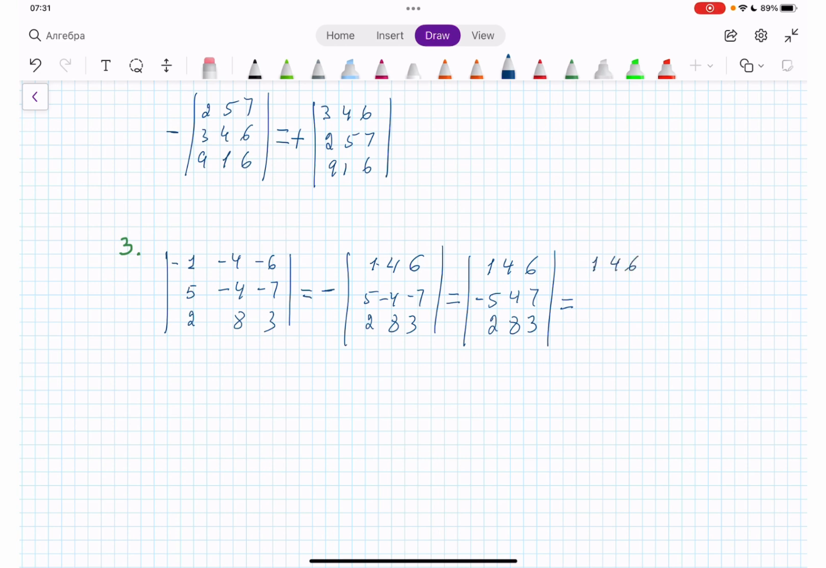So let's see. Actually, I'm sorry. We are dividing 1, 1, 6, negative 5, 1, 7, right? Dividing by 4, and 2, 2, 3. Okay, let me create space for this 4 that I took out, common factor.